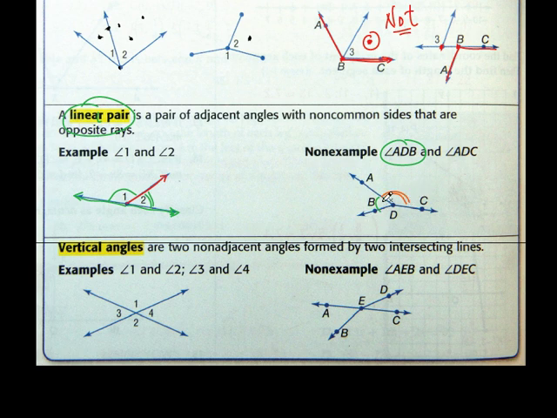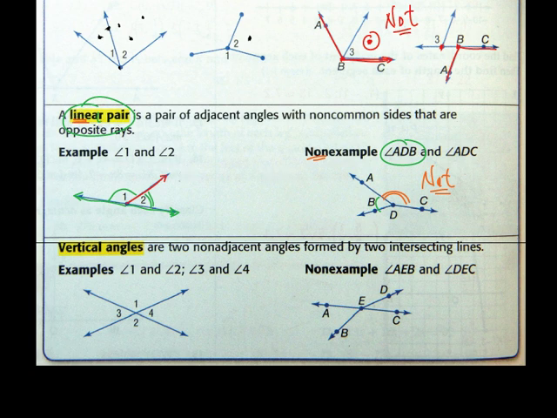No, they don't. Now, they are adjacent to each other, but look at the non-common sides. That would be DB and DC. They are not opposite rays, are they? Nope, because it makes an angle. It bends. It doesn't make a straight line. So these two angles do not make a straight line. That's why they call this a non-example. So this is not a linear pair. Remember, a linear pair is two angles that make a line. See that word in linear? That word line? That's what we've got going here.